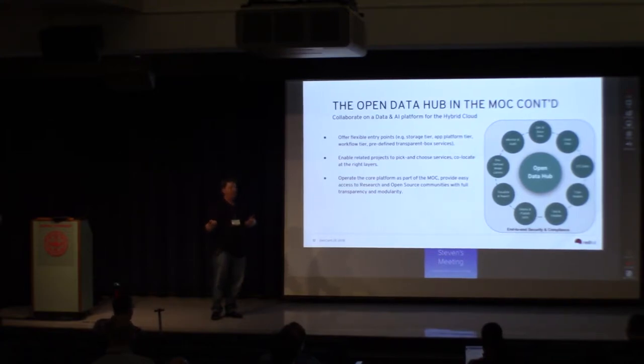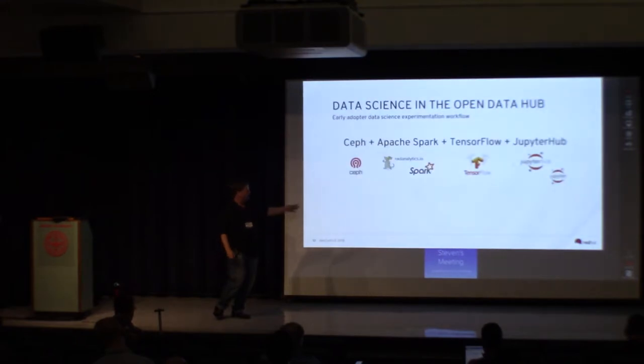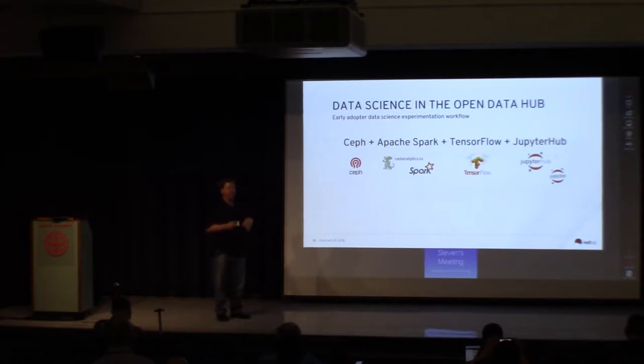And so of all of those things I've just talked about, the first use case we have targeted here is basically around data science experimentation. This is an early adopter environment right now, but it's geared toward the data scientist who has data, wants to come in and analyze that data, needs access to Spark or TensorFlow, and is comfortable with Jupyter notebooks. So what we've enabled is Ceph for our storage, and S3, Apache Spark for how we do data management, TensorFlow, and then a series of Jupyter notebooks out there to take advantage of these capabilities.